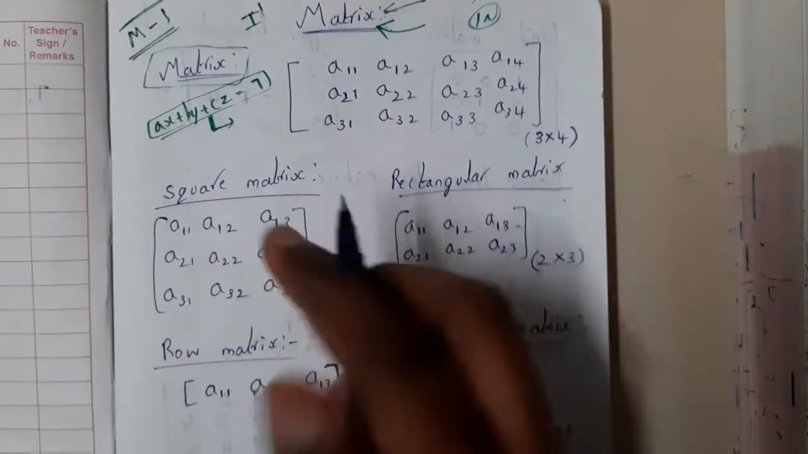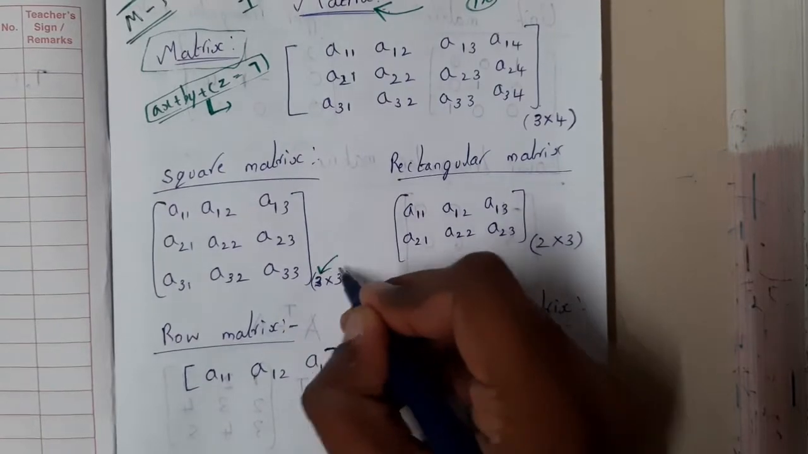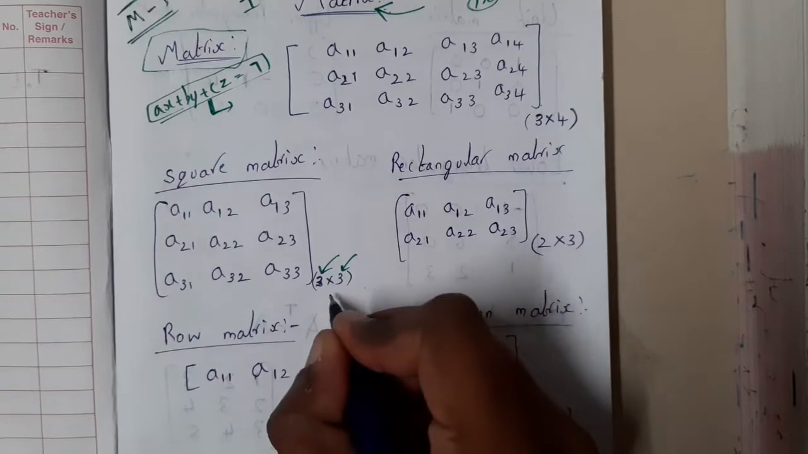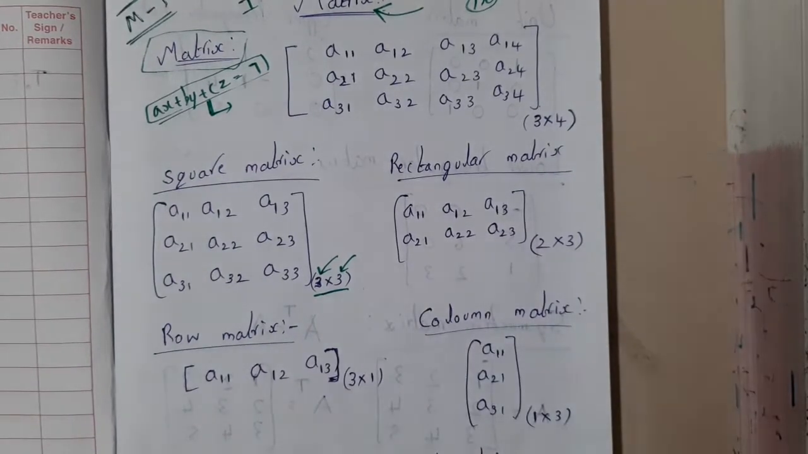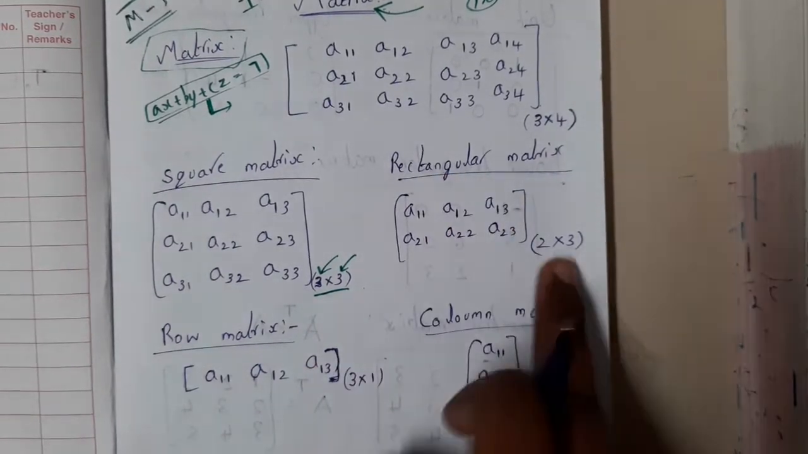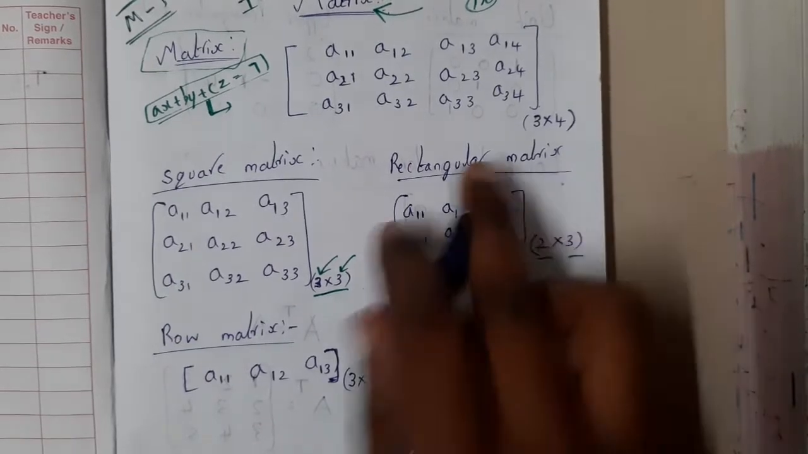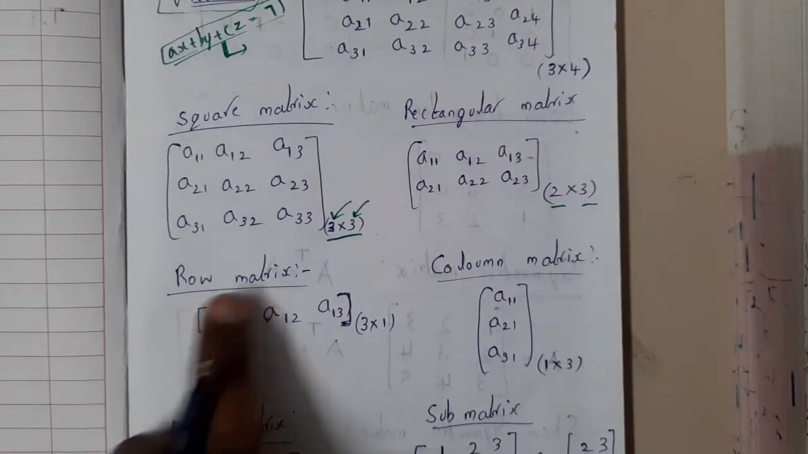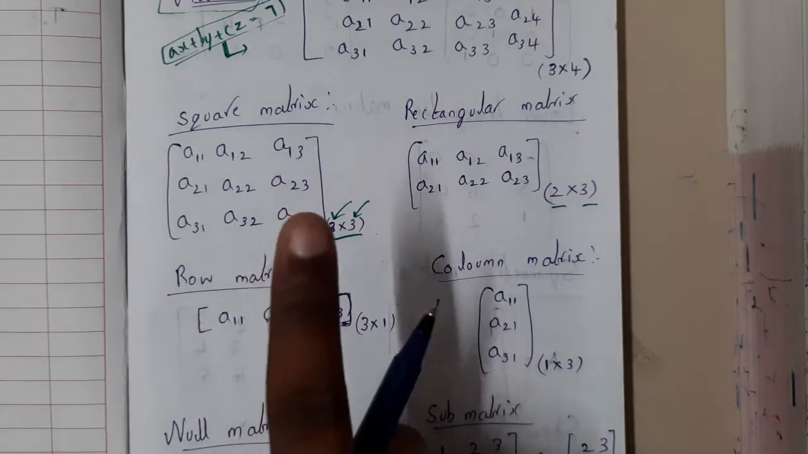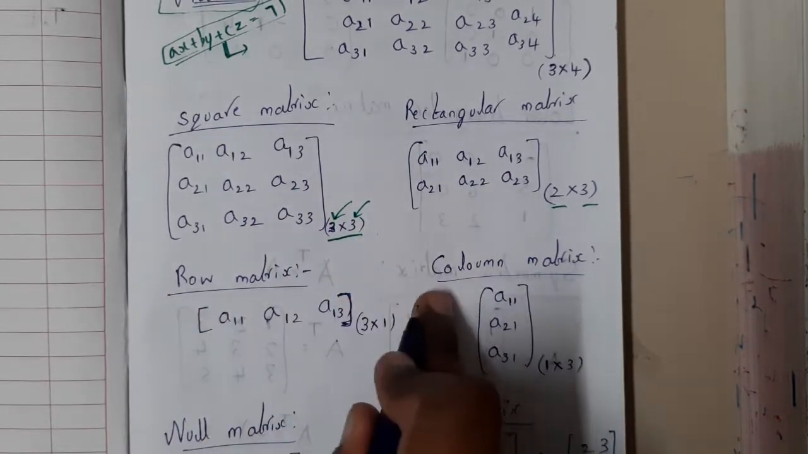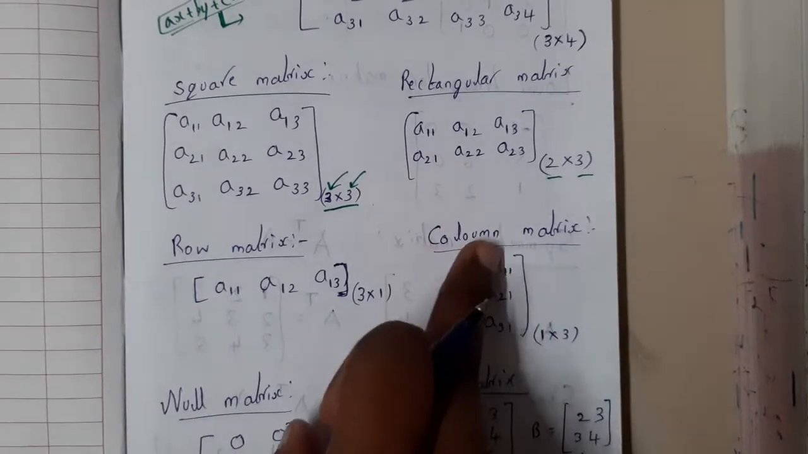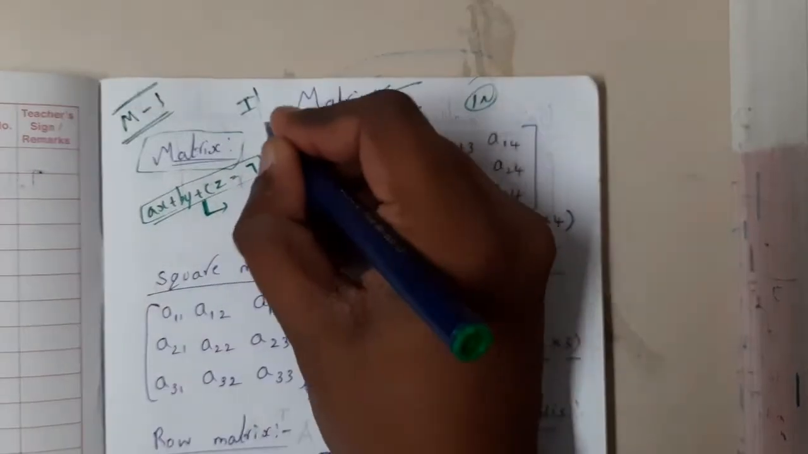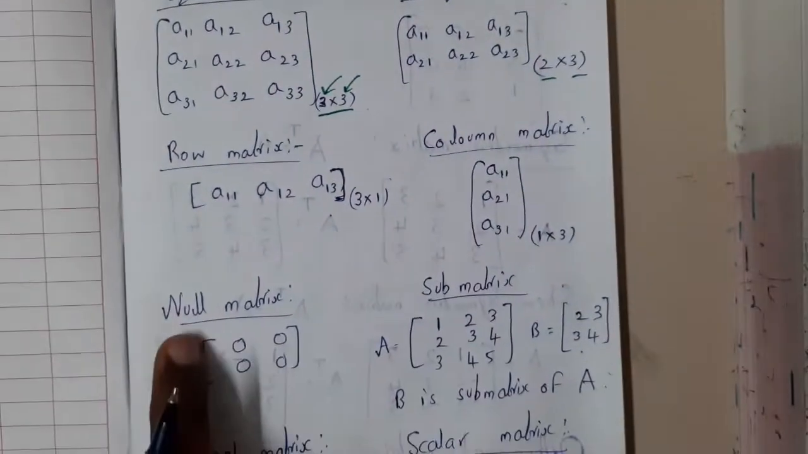And what is a square matrix? If both the number of rows and number of columns are the same, then we say it is a square matrix. Similarly, a rectangular matrix: if both are not equal, then we say it is a rectangular matrix. Row matrix: if the number of rows in the matrix is only 1, then we say it is a row matrix. Column matrix: if the number of columns in a matrix is 1, then we call it a column matrix.